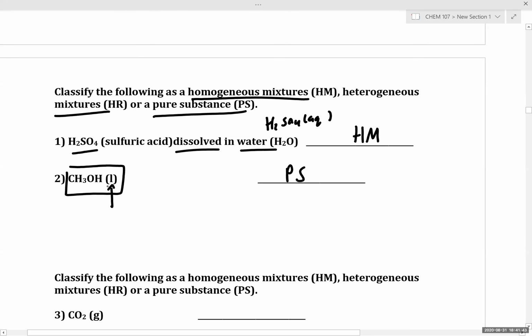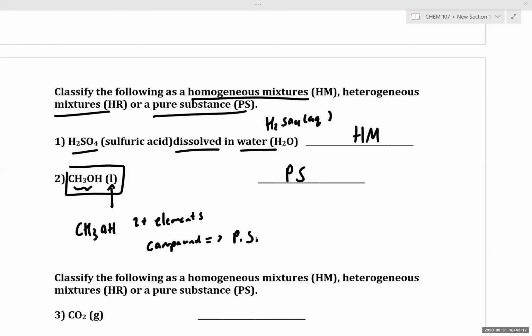So for the last one, first I check the state symbol. Since it's not aqueous, we assume that we're dealing with a pure substance that's not mixed with water. Okay, now looking at our formula for CH3OH, we see that we have two or more different elements in our formula. So we're dealing with a compound. Compounds, by definition, are pure substances.